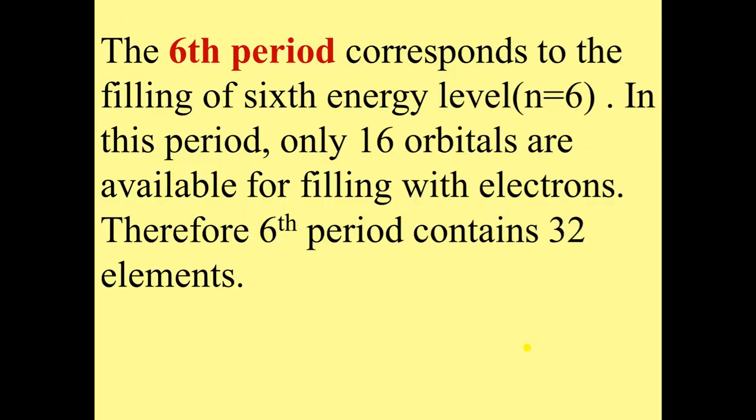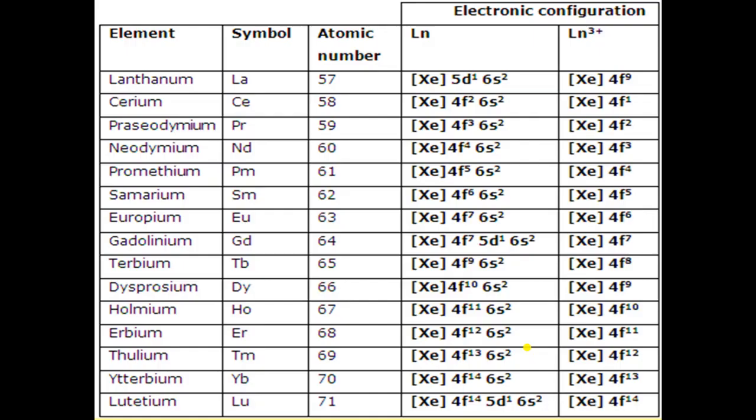Now next one is sixth period. So sixth period corresponds to the filling of sixth energy level, n is equal to 6. In this period only 16 orbitals are available for filling with electrons. So that means total 32 elements are present in sixth period. Okay, this is the electronic configuration of sixth period elements.